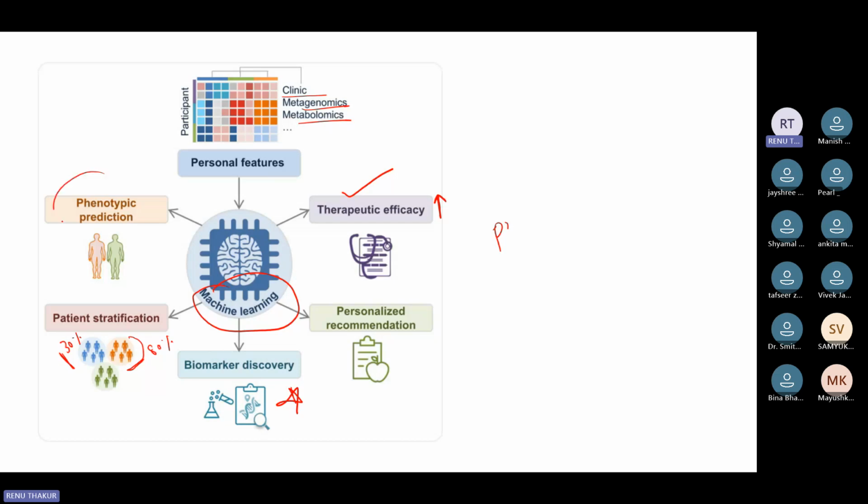Now phenotypic prediction. This is a concept known as gene to phenotype, because whatever we are is just because of our genes. So gene directly provides the phenotype. It means if I have a disease-related gene, then the gene will be expressed, because a gene always expresses, and I will be having that particular disease, whatever be the disease-related gene in my genome. So this is known as gene to phenotype.